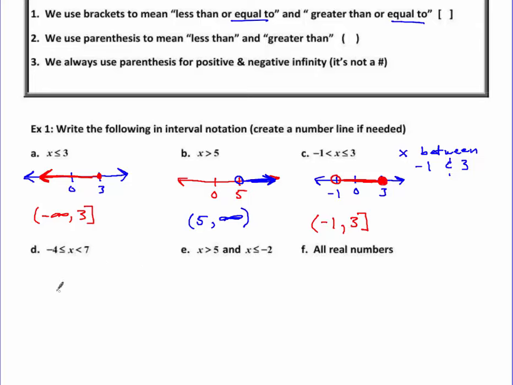Keep practicing here. Negative 4 to positive 7. I'm going to quit doing the number lines now, and I'm just going to write them out. So negative 4 to 7.